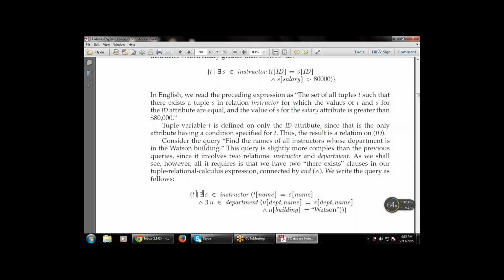Now this is the t, such that there exists an s that belongs to the instructor, where t[name] equals s[name], and there exists a u that belongs to the department, where the department name of u equals the department name of s. And what is the condition? That the building name equals Watson. So these are the three conditions that will be used. The first is related to the instructor table, the second is related to the department table, and the third condition is that the building equals Watson.